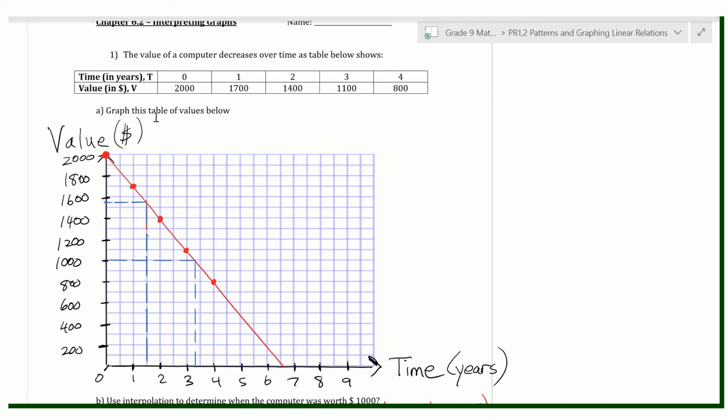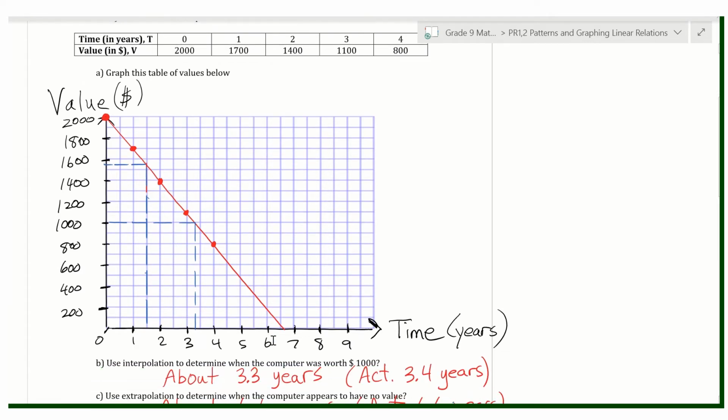Then I graphed my points. So at 0, 2000 was graphed here. You can see the points have been graphed, the 5 points here. And I drew a straight line all the way through. Okay, so that's how you would graph this equation.